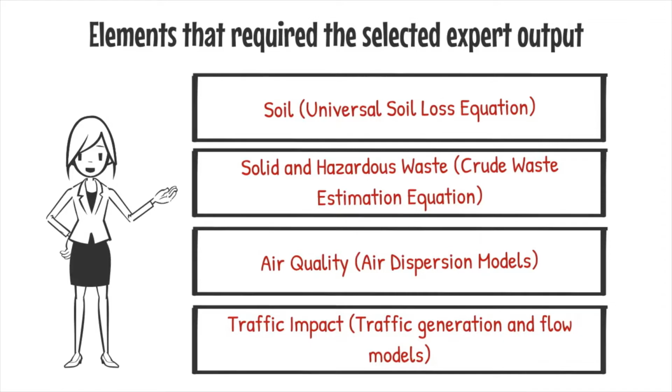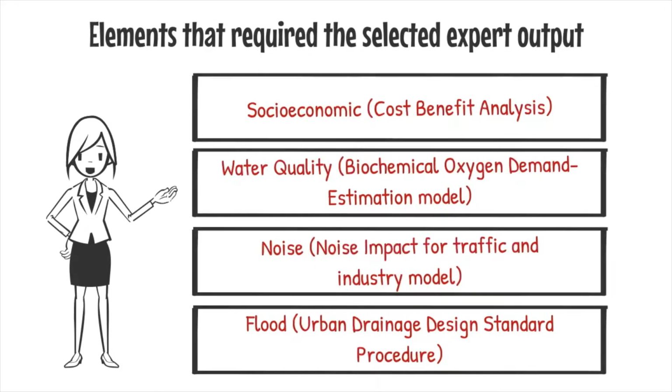Air dispersion models are usually used for air quality. For traffic impact, traffic generation and flow models are used. Cost-benefit analysis is normally used for socioeconomic. For water quality, biochemical oxygen demand estimation model is used. For noise impact, traffic and industry models are used, and for flood, the urban drainage design standard procedure is referred.